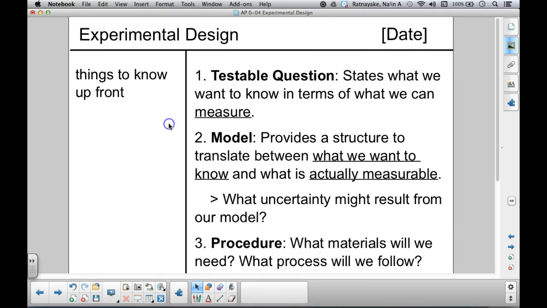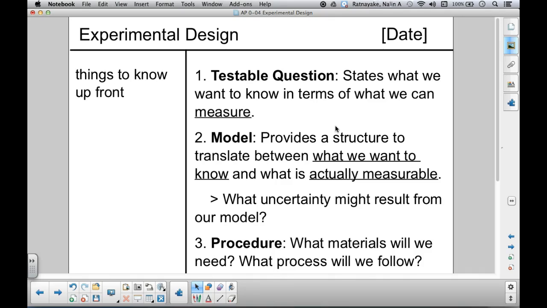Measurement is the key word. If our question isn't posed in a way that specifies what it is we're actually going to measure, it's not actually a testable question. I want to know about how fast I get to work is not a testable question. It's not even a question.